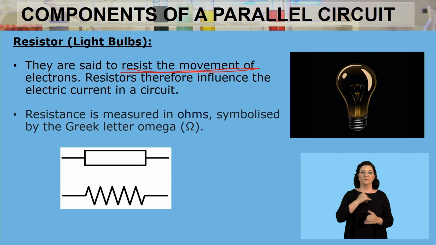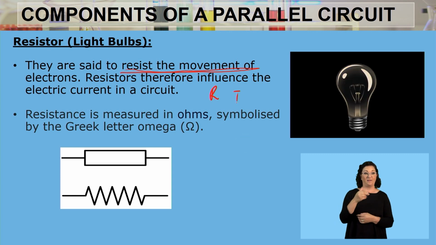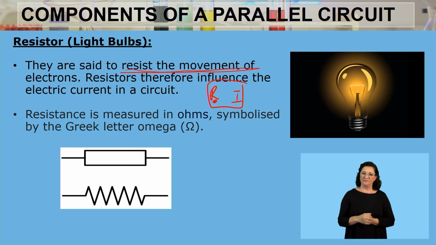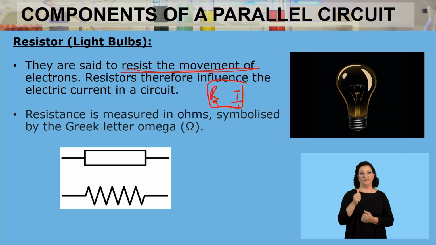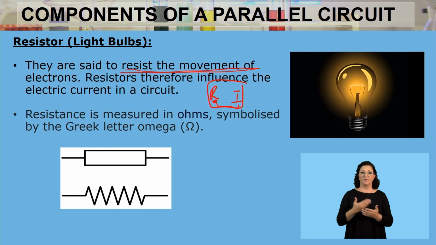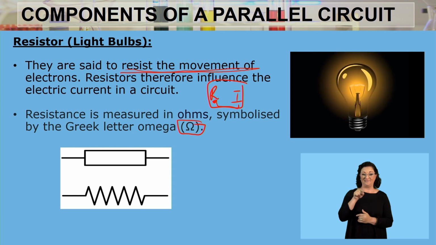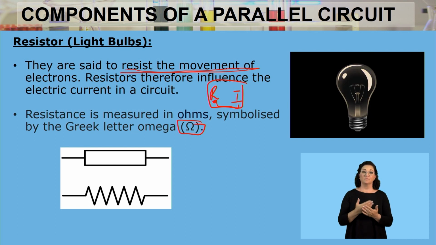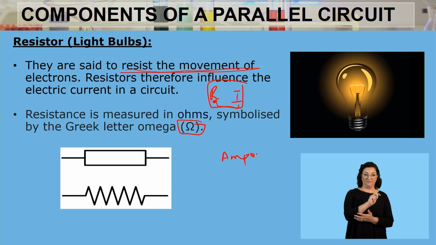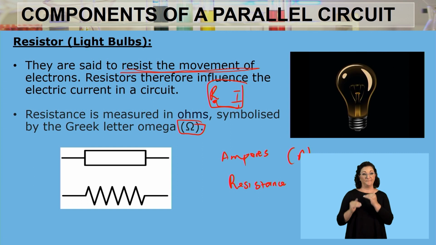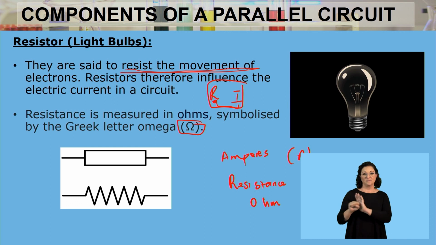Remember, there is a relationship between the resistance and the current, right? We're going to talk more about that in a parallel circuit, about what the relationship of the resistance is in relation to the current in this particular circuit. Resistance is measured in ohms, and it's symbolized by the Greek letter omega. So this is the symbol for the resistance. Remember, we said current is measured in amperes, and the symbol for that is capital letter A, whereas resistance is measured in ohms, and the symbol for that is the omega, the sign that we have there.